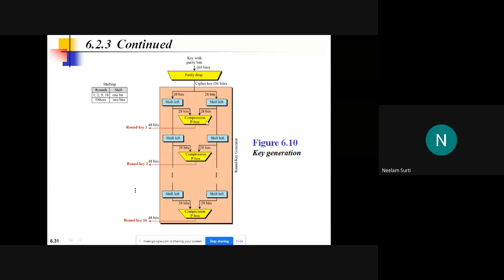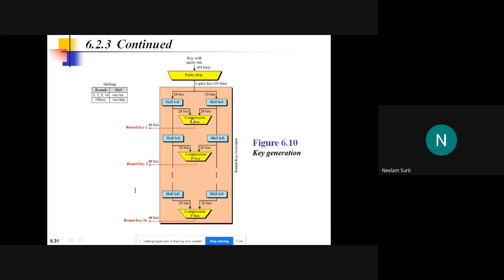Now what is this compression P box doing? The input is 28 bit and 28 bit. When you merge these together, it is again considered jumbling, a permutation of all the bits, because the original 56 bits, after shifting, become another combination of 56 bits. Once this 56-bit combination is given as input to the compression P box, it converts 56 bits into 48 bits.